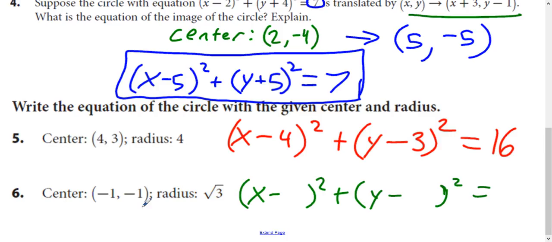So we plug everything in here. Now it's x minus negative 1, so that turns to plus 1. And y minus negative 1, so that turns to plus 1. And then the radius, square root of 3 squared. The square just cancels the square root, so we just get 3.